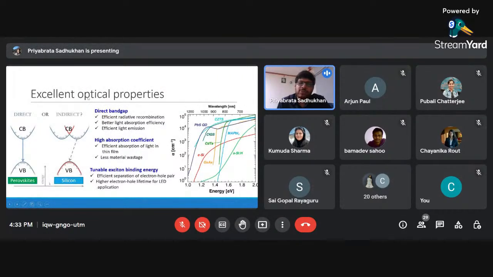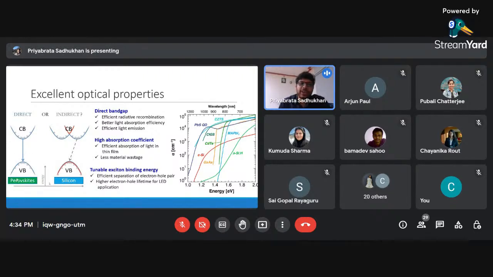Next we come to the optical properties. As we are talking about optoelectronic materials, the first and foremost important thing is their optical properties. In the optical properties, the most important part is the band gap, because the band gap defines the properties of any material that can be used for optoelectronic applications. As I've already explained, the band gap is the gap between the conduction band and the valence band.